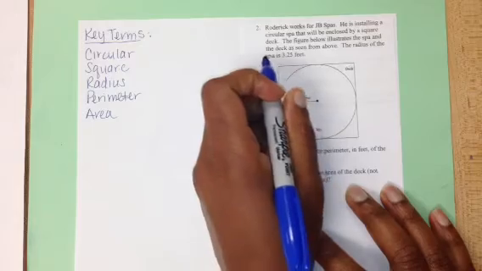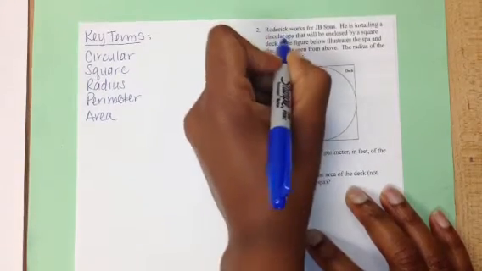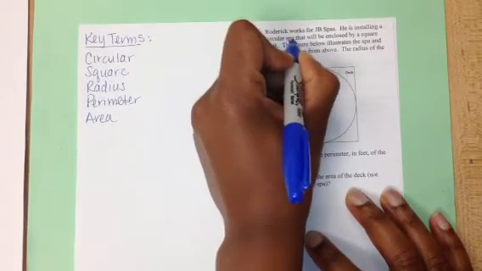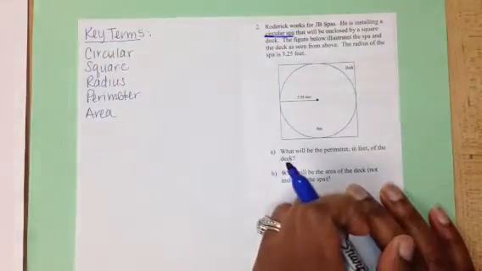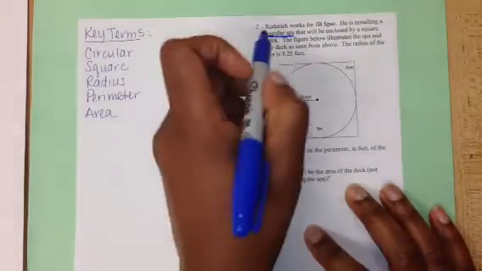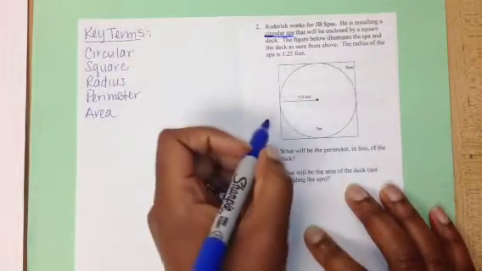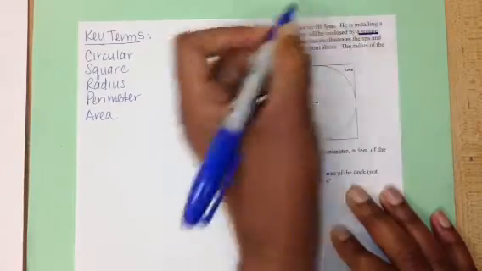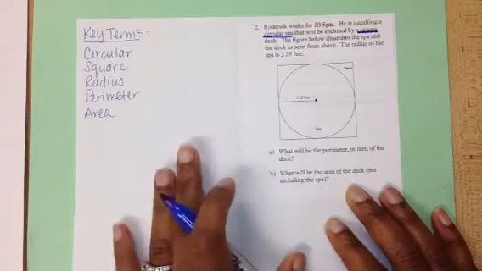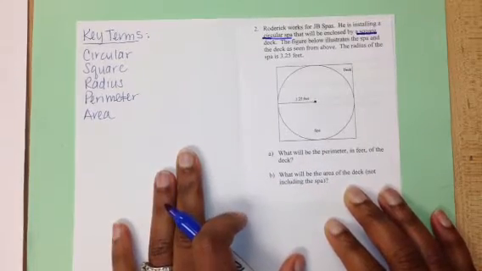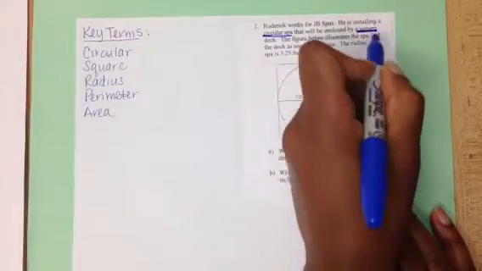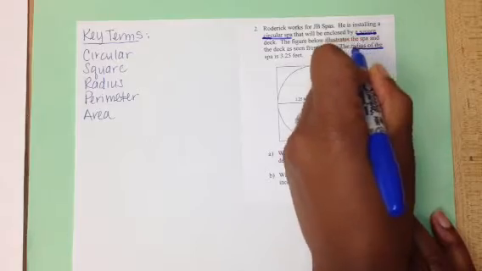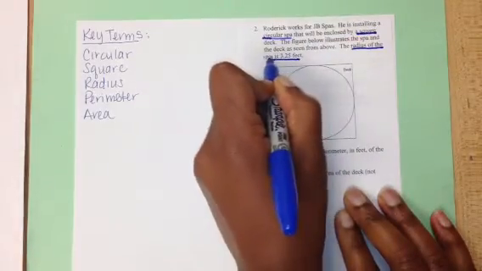So first, let's just underline some key terms. The first term that we have here is circular spa. So we know for sure that we're dealing with a circle. And then second, it says enclosed by a square deck. So we know we're dealing with the shape of a square. Then it gives us some more information below. It says the radius of the spa is 3.25 feet.